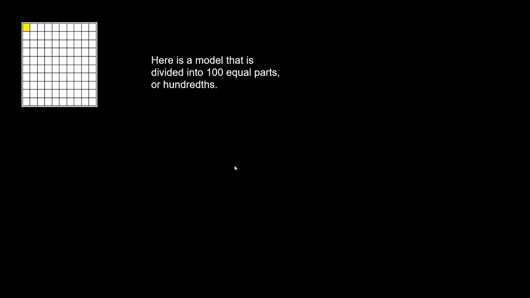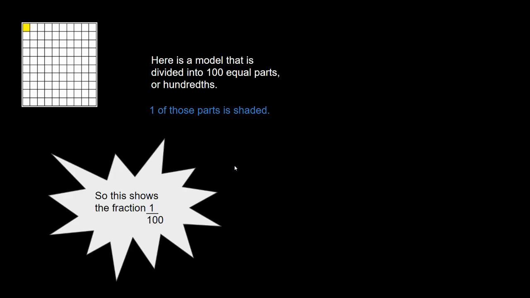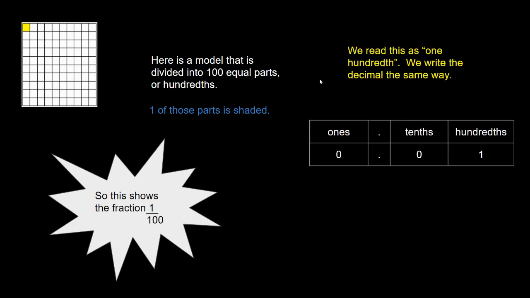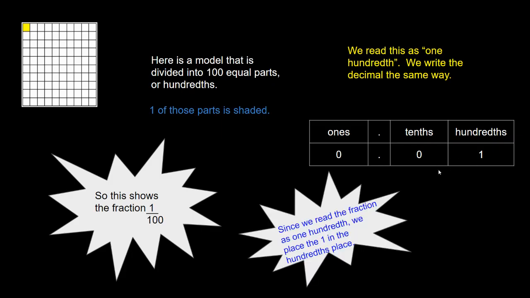Here's a model that is also divided into 100 equal parts or hundredths. We have one part that is shaded, so this fraction shows 1/100th. We're going to write our decimal the same way. So 1 goes in the hundredths place. We fill in the rest with zeros, so 0.01 or 1/100th.